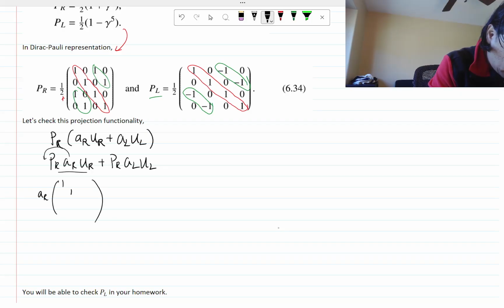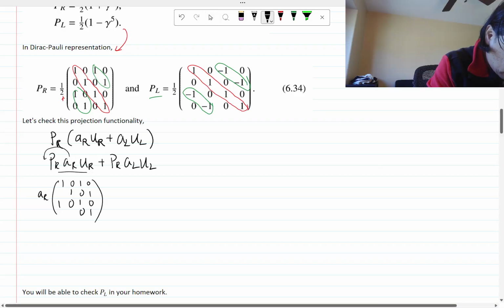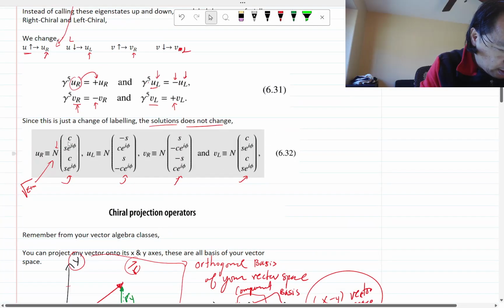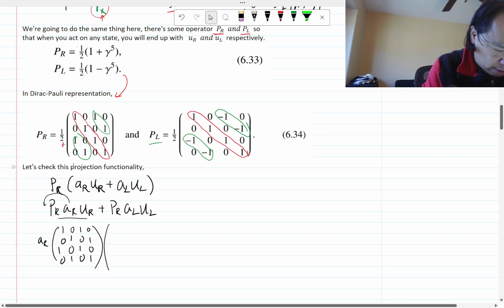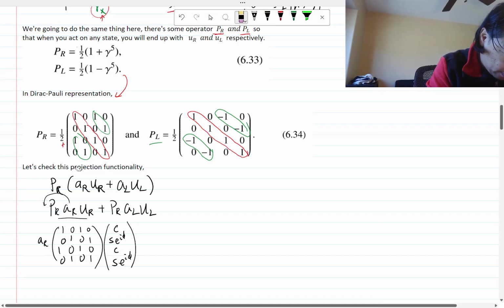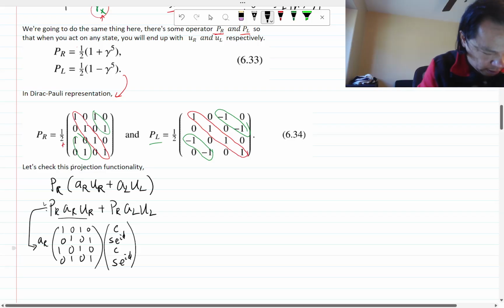PR, which is 1 along the diagonal, and then we have a bunch of zeros. And we're acting on this with UR, which is the thing up here, right? S, C, S, C, S, with phi on the second and the third. C, S, C, S, e^{i phi}, e^{i phi}. I'm just going to deal with this piece first, and I'll deal with the other piece after.